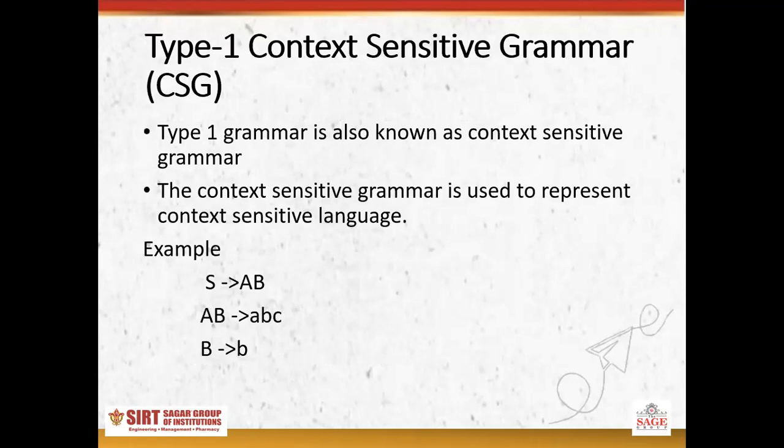Context-sensitive grammar is known as type 1 grammar. Context-sensitive grammar is used to represent context-sensitive language. Now, the term context-sensitive language: what are these types of language and what type of syntax do they have? This is an example of a context-sensitive language. We are able to see that on the left-hand side, we have a single variable, two variables, or more, and sometimes a terminal with a variable.